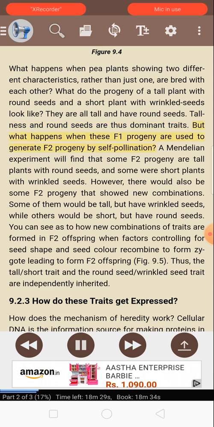But what happens when these F1 progeny are used to generate F2 progeny by self-pollination? A Mendelian experiment will find that some F2 progeny are tall plants with round seeds and some are short plants with wrinkled seeds. However, there would also be some F2 progeny that showed new combinations. Some of them would be tall but have wrinkled seeds, while others would be short but have round seeds.